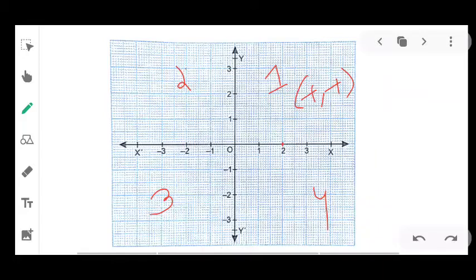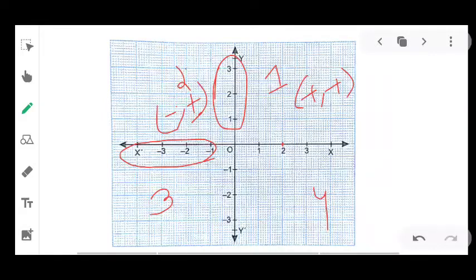Like that, the sign of the second quadrant will be minus plus. Why minus plus? Because the integers on the x-axis here are the negative integers, -1, -2, -3. That's why the x coordinate will be negative. And the y coordinate is plus, because in this region, the numbers on the y-axis are positive integers. That's why plus.